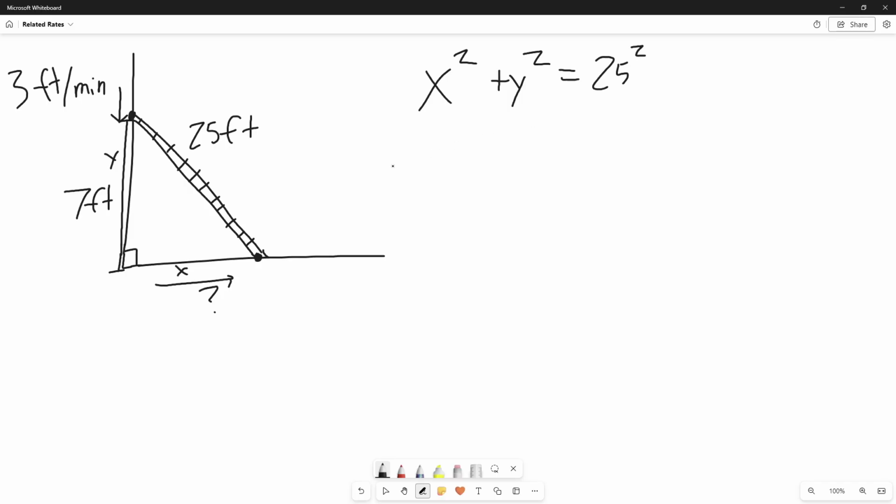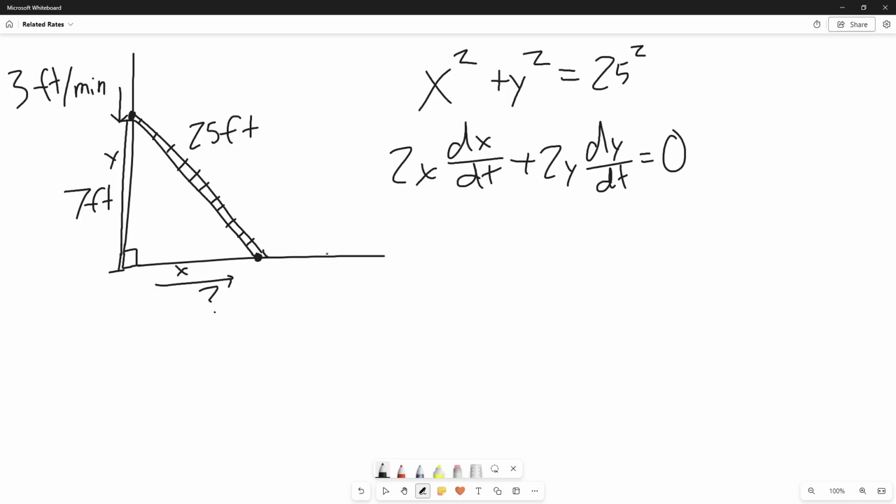And let's differentiate this. So 2x dx over dt plus 2y dy over dt is equal to 0. And if you think about it, we're trying to find dx over dt because that's the rate at which x is changing with respect to time, or how fast this ladder is moving away. So we already have y, which is 7 feet, and dy over dt, which is 3 feet per minute because the tip of the ladder is moving down, or dy over dt would be -3 actually because y is decreasing.